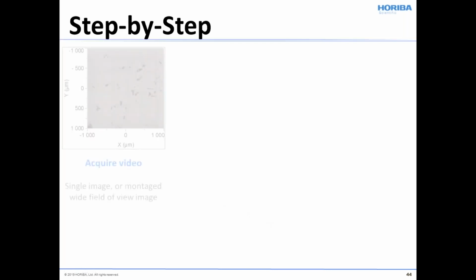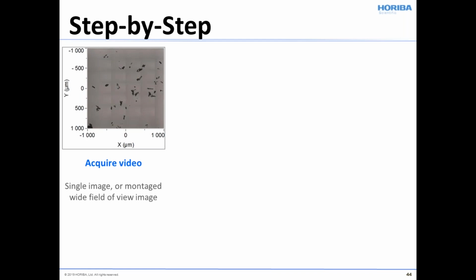So how does this work out? You start by obtaining images by either transmitted or reflected white light, and you can do so at very high spatial resolution by montaging the image. So you can even see a kind of a checkerboard pattern in here.